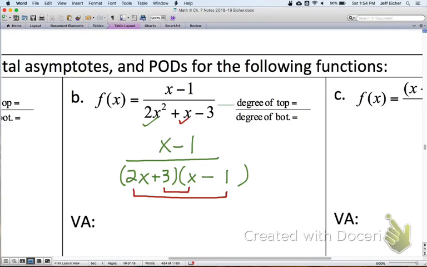The degree in the top and bottom: the top is a degree 1, that's that 1 right there, and the bottom's a degree 2. Since the bottom is a higher degree, our horizontal asymptote would be at y equals 0. The bottom grows faster.